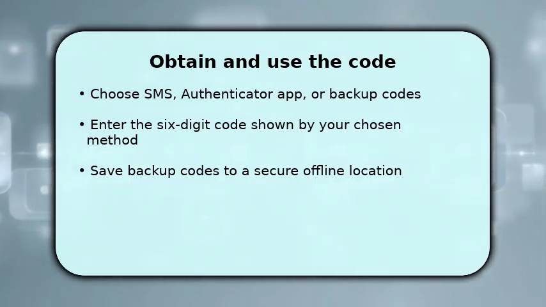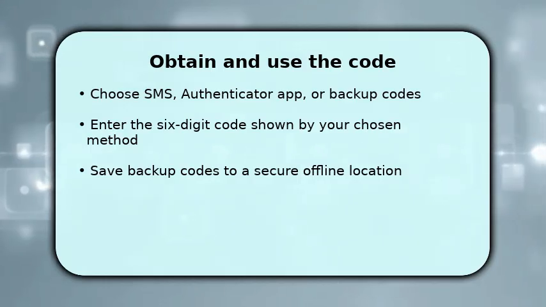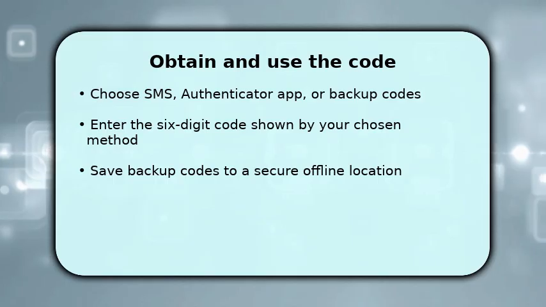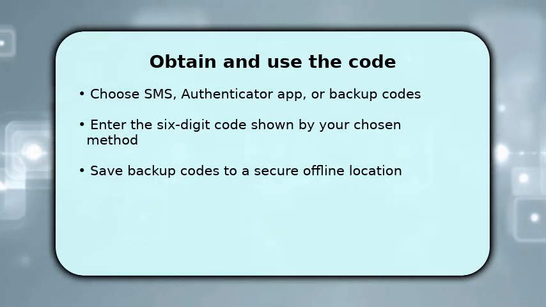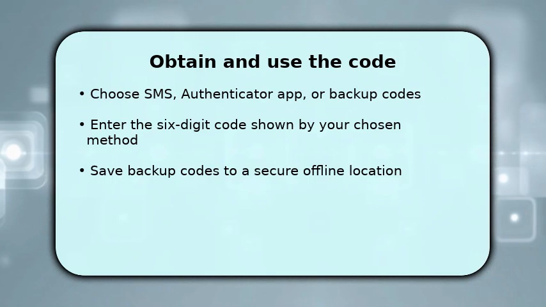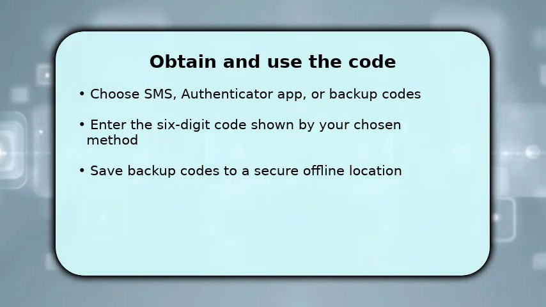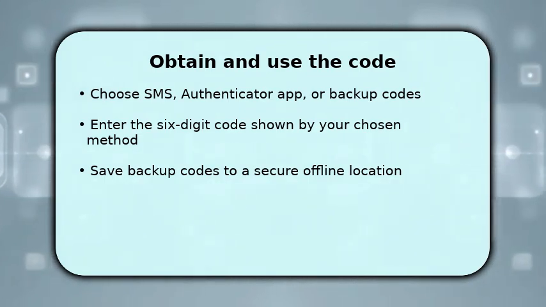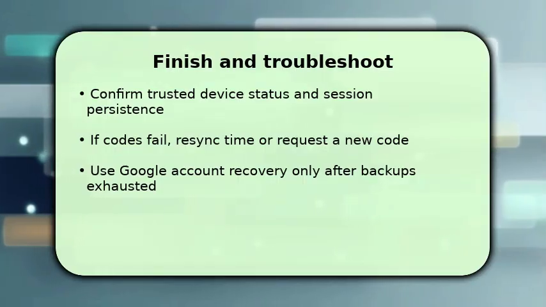Make sure to download or write down backup codes and store them offline for emergencies, because they let you regain access without a phone. After entering a valid code, mark your device as trusted if it's private so you won't re-enter codes every time. That balances convenience and security.